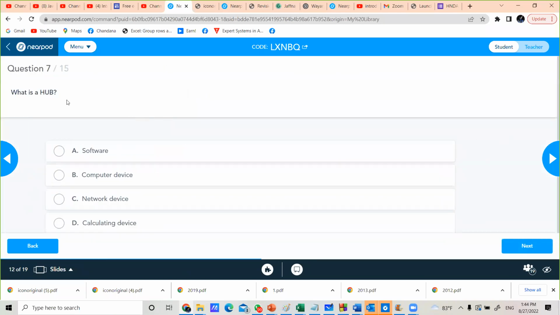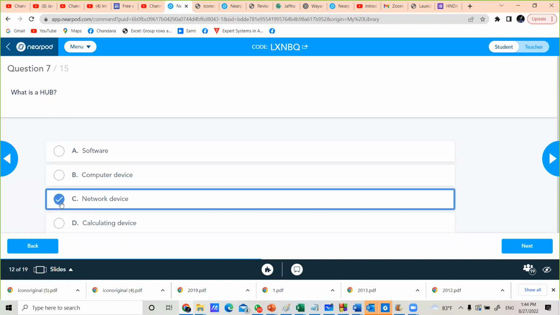What is a hub? Actually, we still have no idea about what a hub is. Later we are going to learn about the hub also. However, the name comes up under elements of network where I introduced the name hub. Is it a software, computer device, network device, or calculating device? The most suitable one is hub. Normally we use it for networking. Therefore, network device.